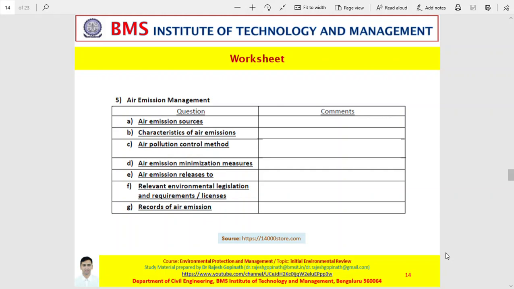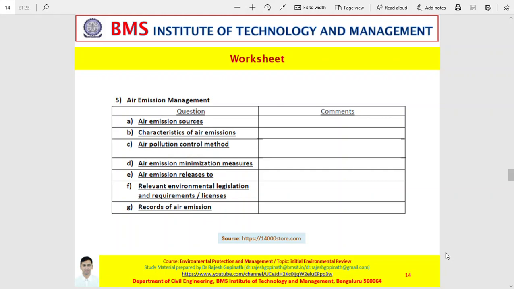Okay, for instance, how much carbon dioxide, sulfur dioxide, oxides of nitrogen or carbon monoxide is being released into the ambient atmosphere? Now, what are the air pollution control methods in place? The flow diagram, the treatment process, the system operating manuals, and the standard operating procedures also have to be provided in this part of the worksheet.